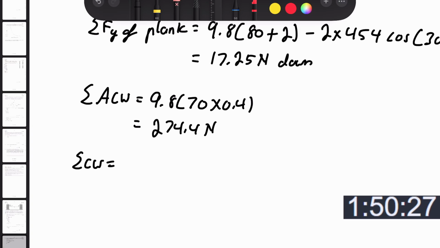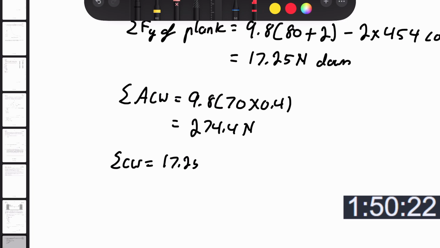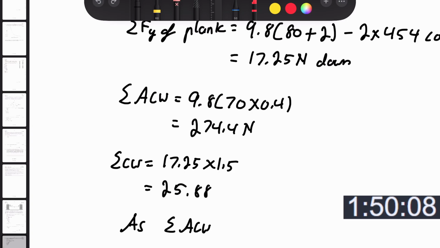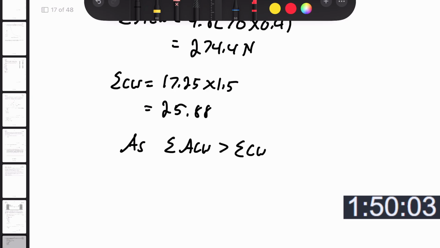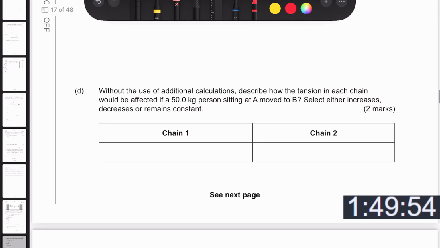Clockwise is equal to 25 times 1.5. So it's 25.88. It's going to be greater than the sum of the clockwise force. The supports do not tip. Yeah, I spent like 20 minutes on that question.